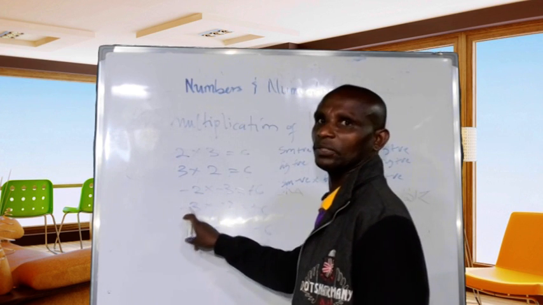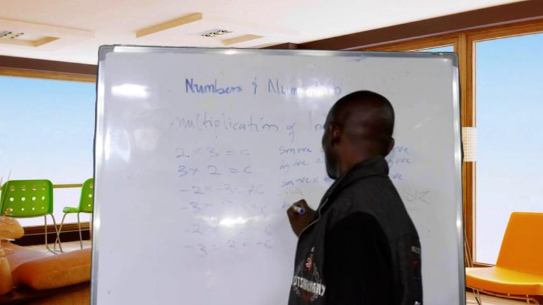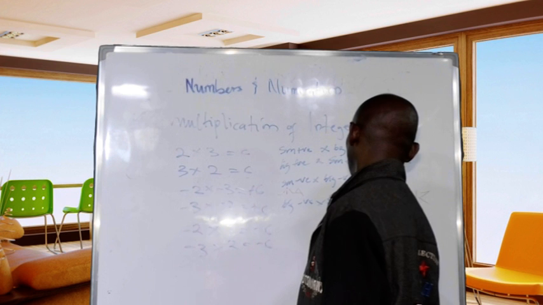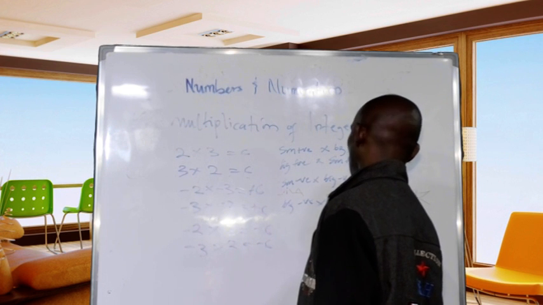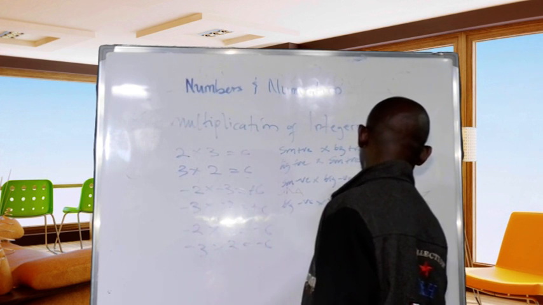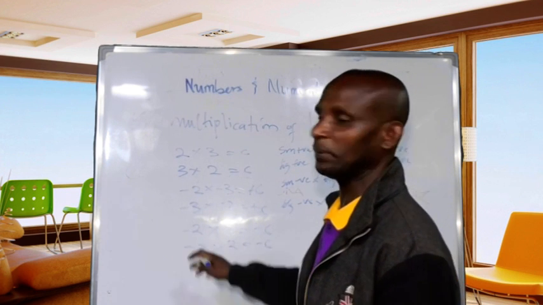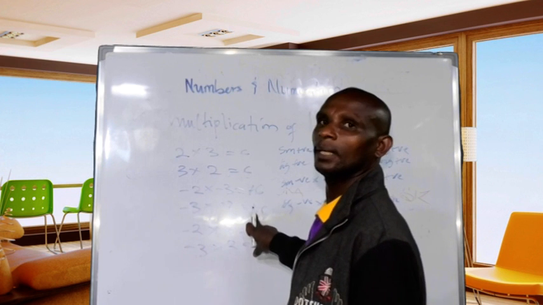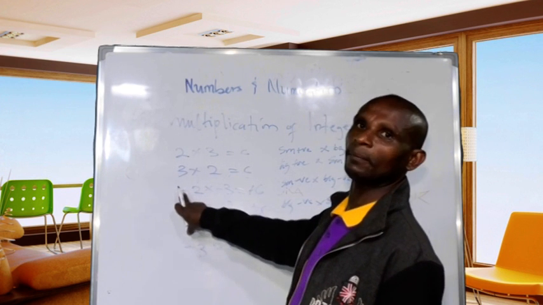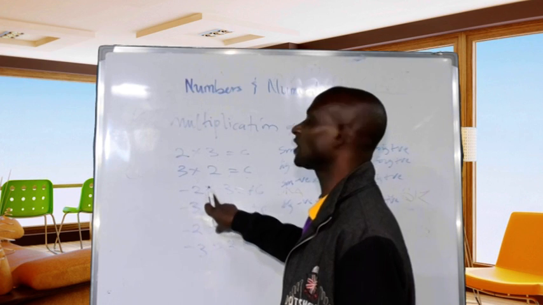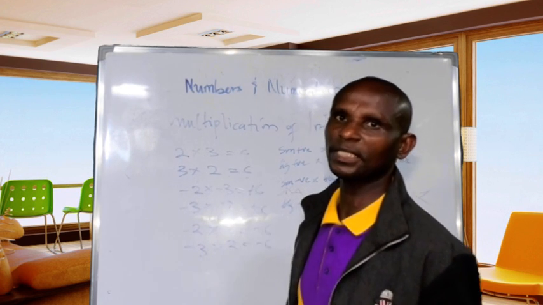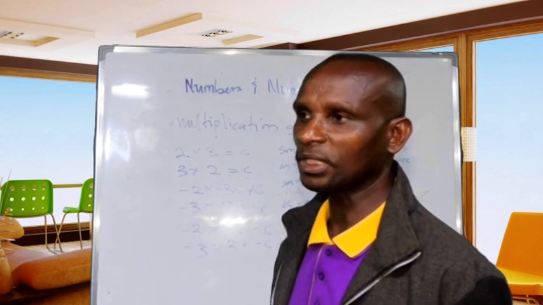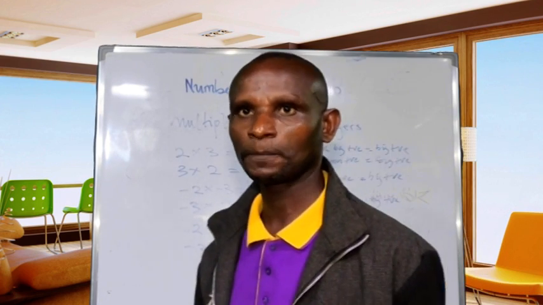Now let's try this. This one says big negative times small negative gives you big positive. Have you seen where it's applicable here? A negative number multiplied by a negative number gives you a positive number. Yes, same thing. A negative number multiplied by a negative number gives you a positive number, irrespective of whether it's big negative or small negative. Once it's negative times negative, it is positive.